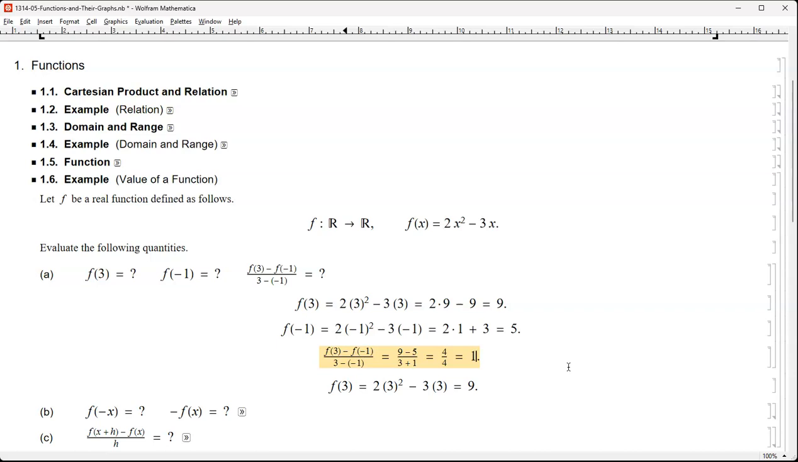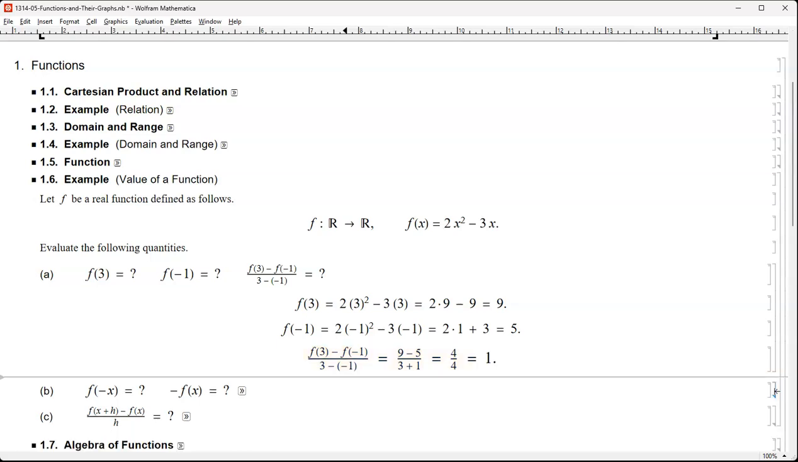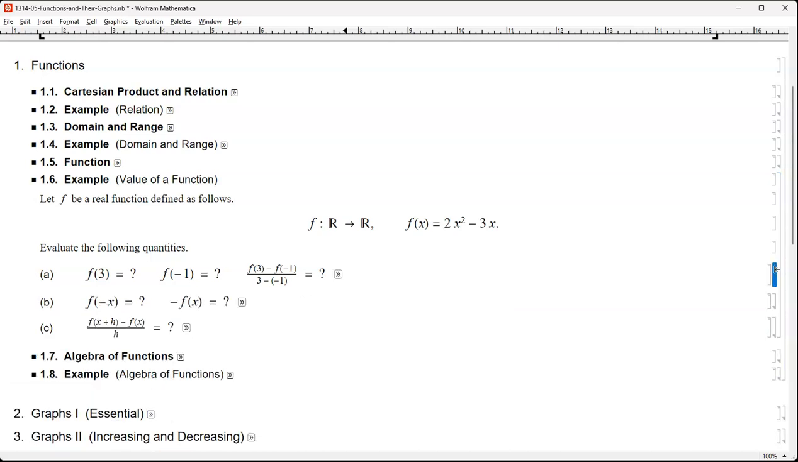So f of 3 minus f of -1 over 3 minus of -1. Well, nothing more than just substitution again. 9 minus 5, that goes to the numerator, and denominator 3 minus of -1 is 4, so 4 over 4, we get 1. What do you think? That was easy. Alright, finding out some values, that was easy.